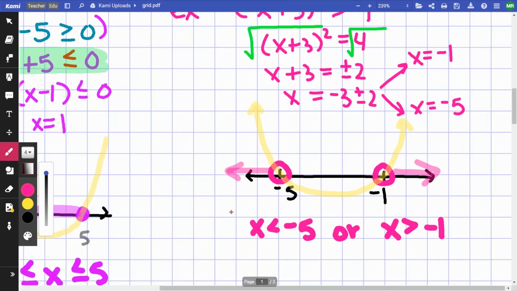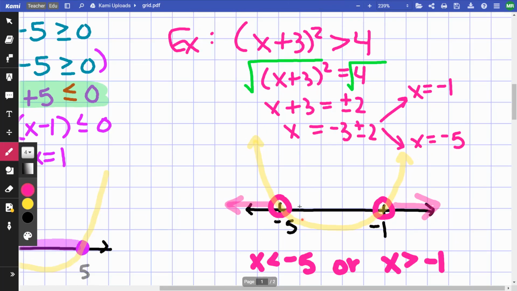Now, again, you can go and plug in values, negative 6, negative 10, whatever you want. Over here, plug in anything between negative 5 and negative 1, negative 3, let's say. You can come over here and try anything outside of negative 1, let's say 0, and plug them into this, but you're going to end up with this.